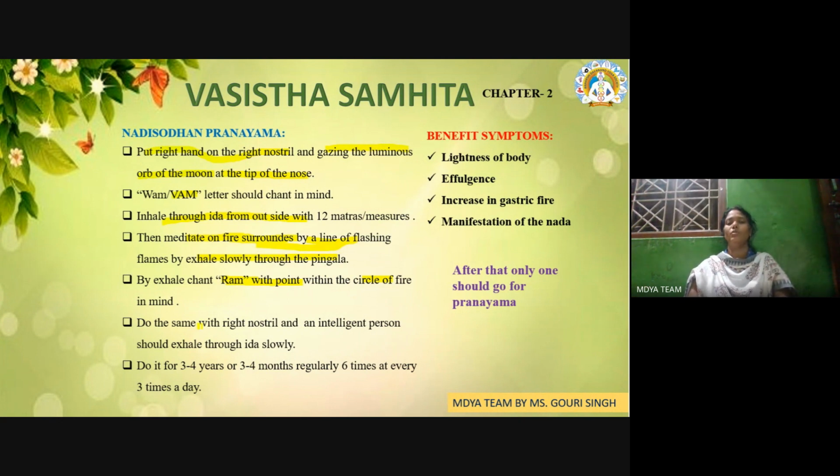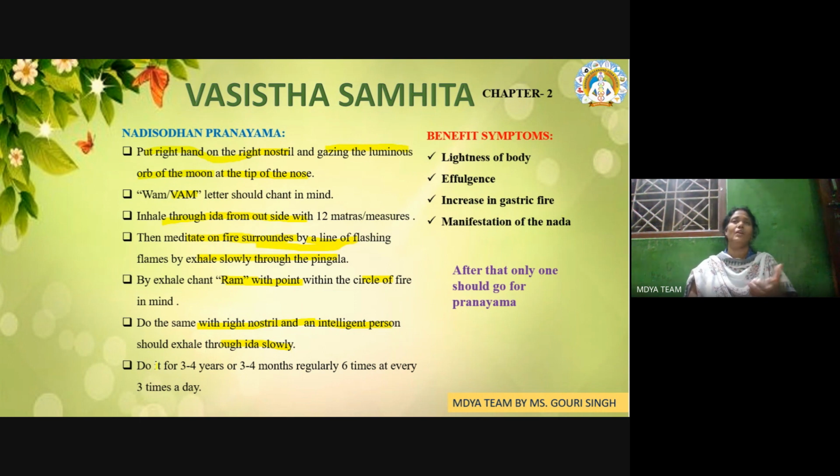And do the same with the right nostril. Means whatever you have done on the left, now do the same with the right nostril. And an intelligent person should exhale through the ida slowly. Means first you take the inhale through the ida and exhale through the pingala. Then in the second way, you take the inhale through the pingala and exhale through the ida in this way. But here, Vasishtha said that no clear time is mentioned.